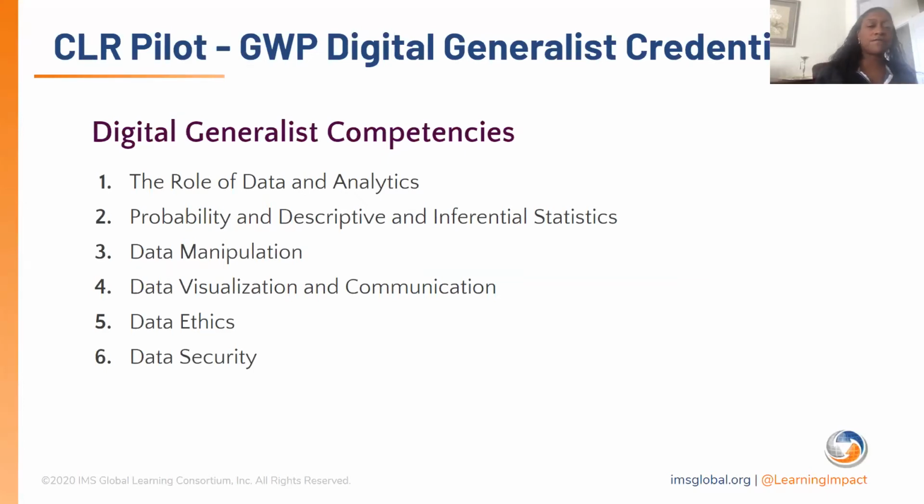So they've defined a credential called the Digital Generalist credential, and there are 6 competency areas, and you see them here on the screen, from data and analytics to data ethics and data security and everything in between. And we know that, as I said, we have our humanities students, and they may not take courses that will get them entry or exposure to these types of competencies, but they do have lots of skills that can apply to those kinds of companies that I spoke about.